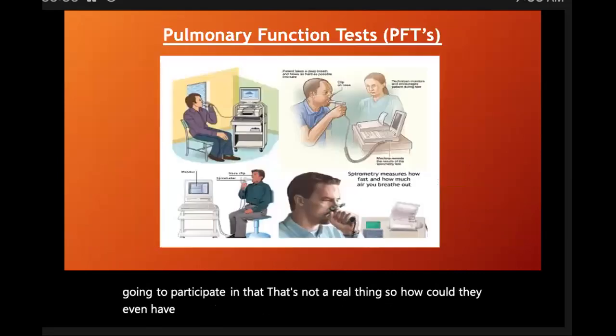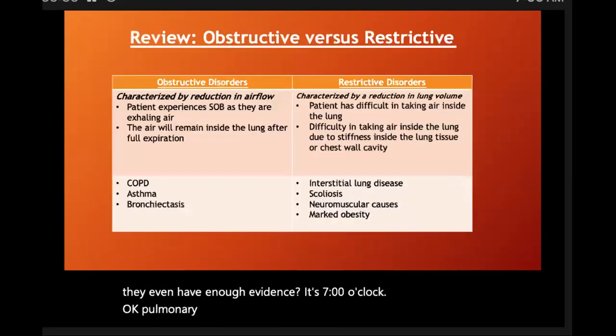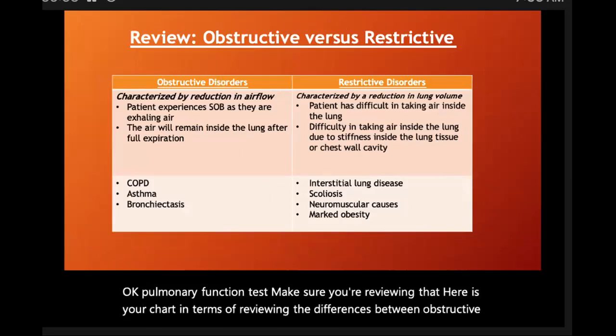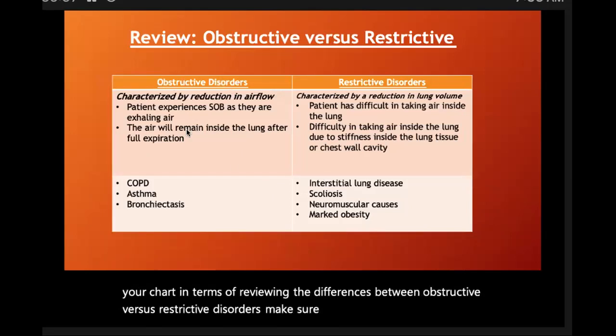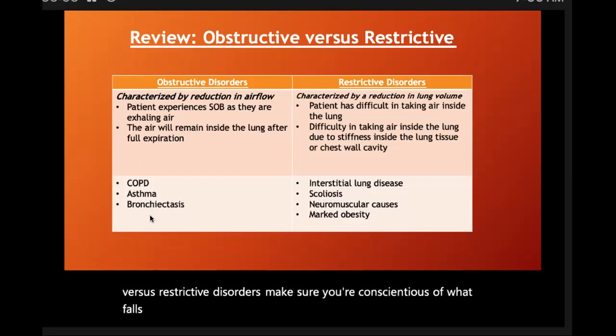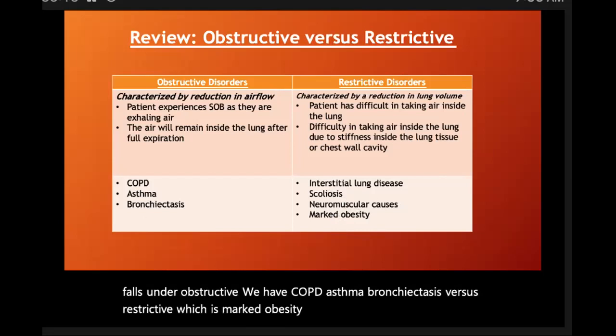It's 7 o'clock. Okay, pulmonary function test, make sure you're reviewing that. Here is your chart in terms of reviewing the differences between obstructive versus restrictive disorders. Make sure you're conscientious of what falls under obstructive. We have COPD, asthma, bronchiectasis, versus restrictive, which is marked obesity, interstitial lung disease, and scoliosis.